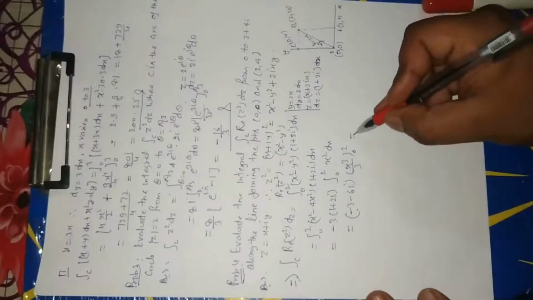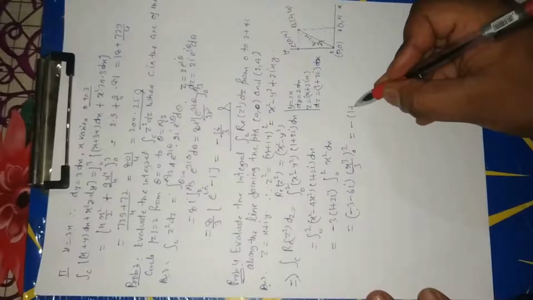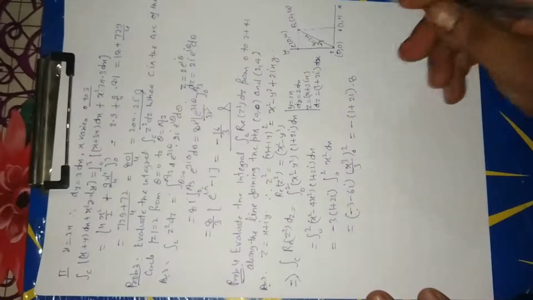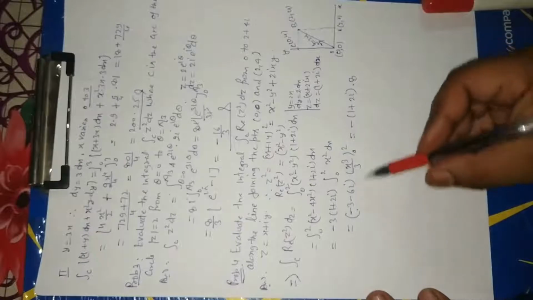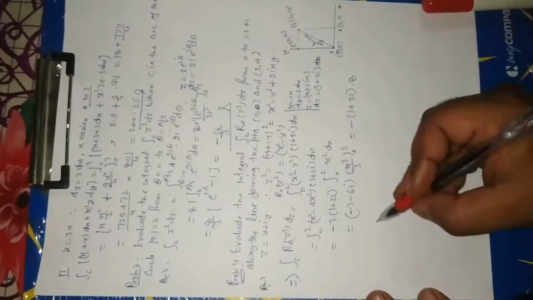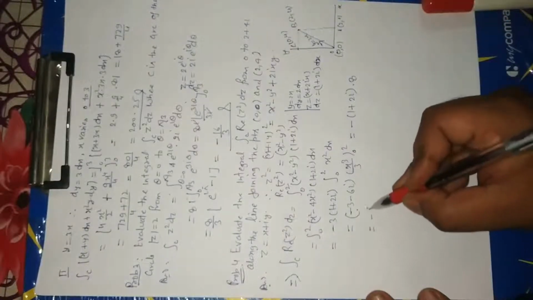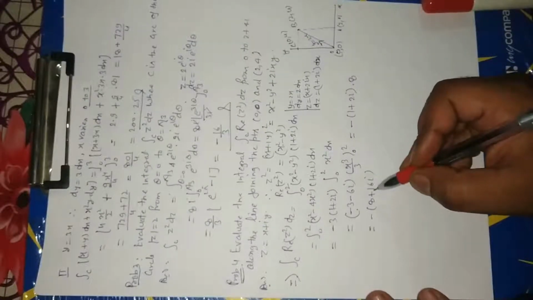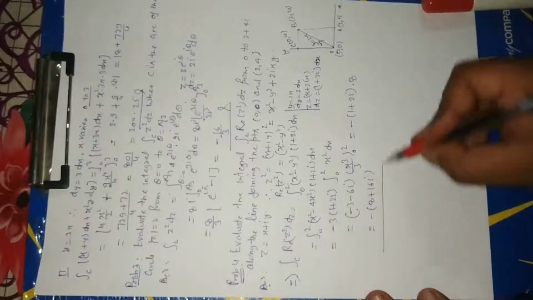Now this 3 is cancelled by this, taking common (1 plus 2i). Now 8, 3 cancelled by this, taking common. Now we get minus 8 plus 16i is the complete solution.